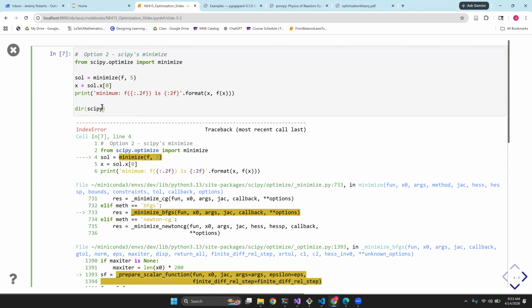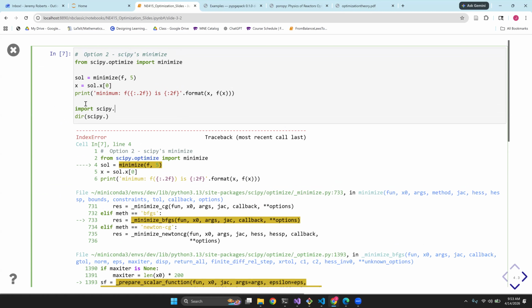SciPy. Oh, I should probably import optimize, then dir optimize. All right. Oh, that's because that's the wrong function.